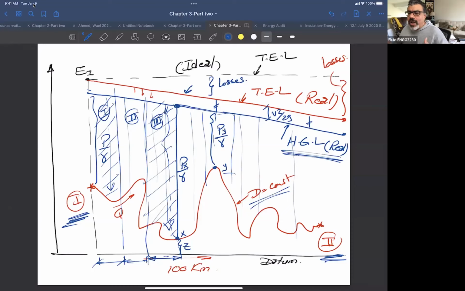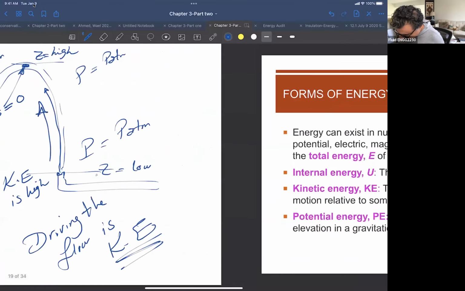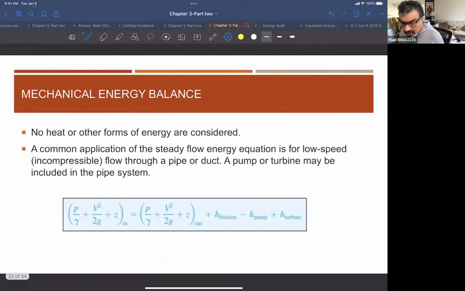And we're going to learn in thermodynamics that energy will be conserved. Energy is never destroyed. This is the first law of thermodynamics. Energy will just be transferred to a different form of energy. Even friction and losses will be converted to another form of energy, which is basically heat in this case.